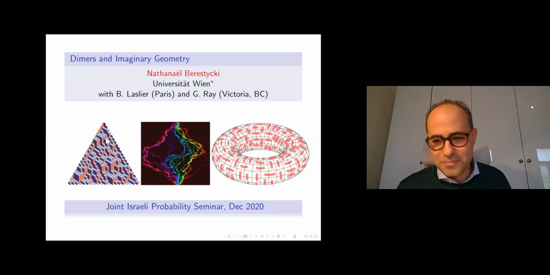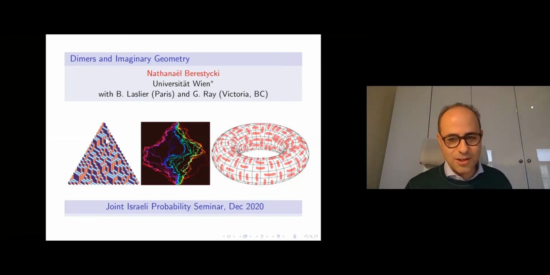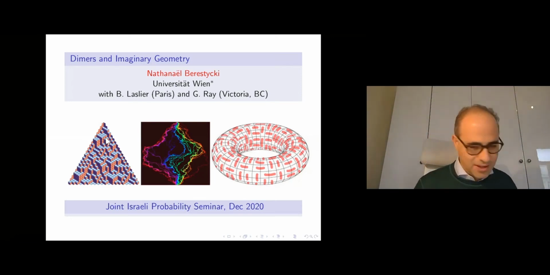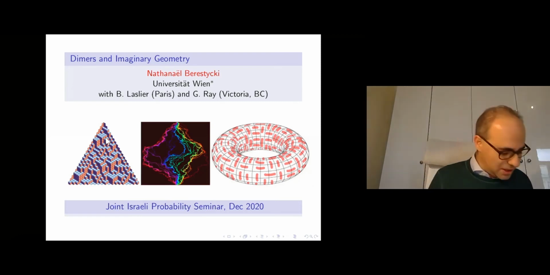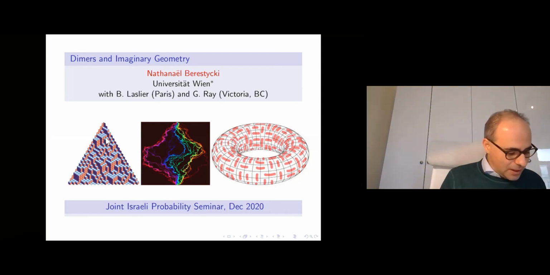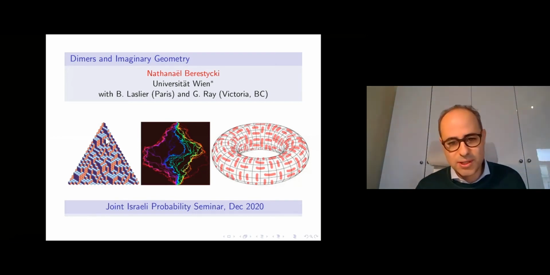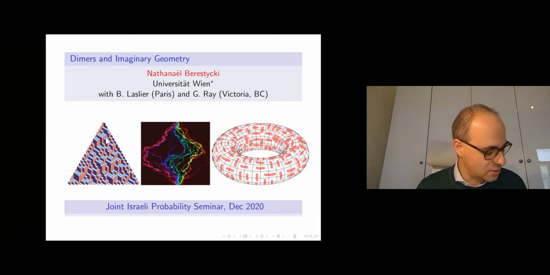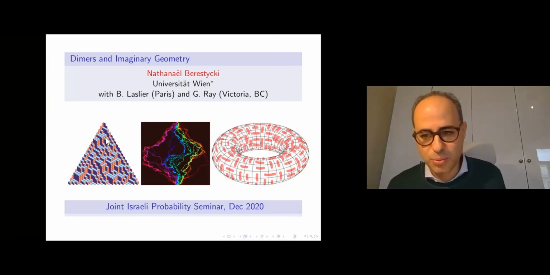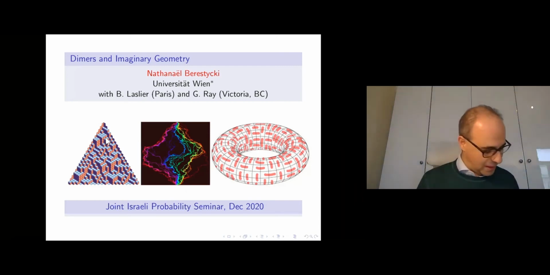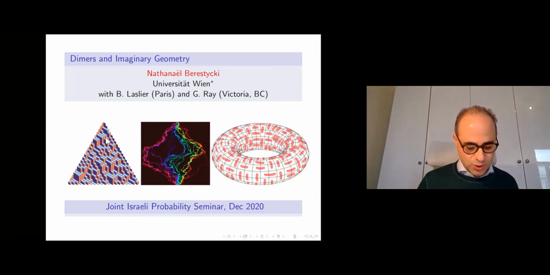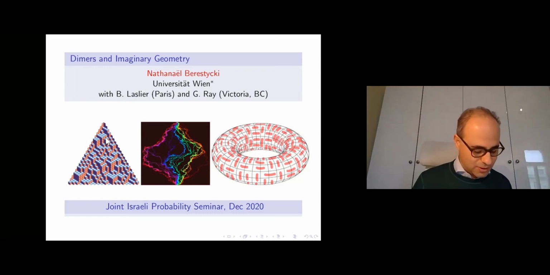Right. Well, thank you very much for the invitation to give a talk, and thank you everyone for being here. So I want to report on a series of works that we started some years ago with Benoît Lallier, now in Paris, and Gaurav Ray, now in Victoria. So this work started when they were both with me at Cambridge. And so this will be about the dimer model.